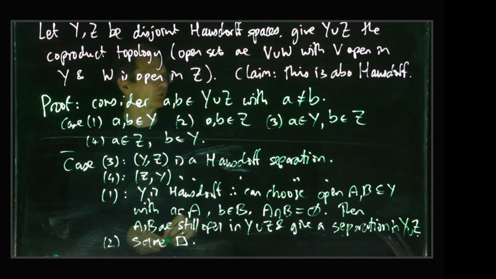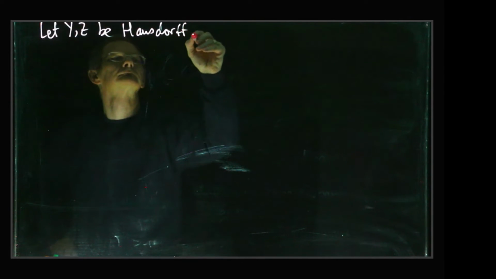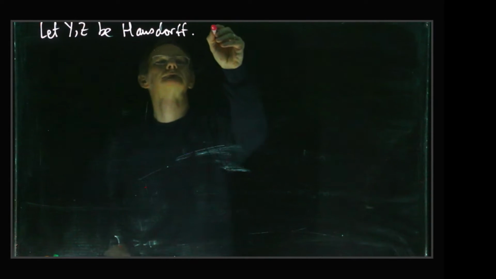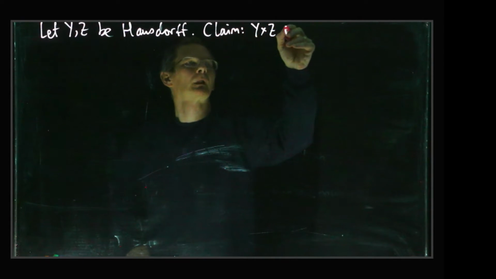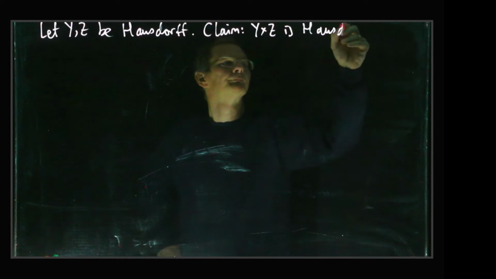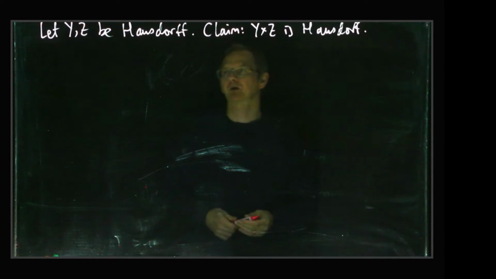So that proves that the union of two disjoint Hausdorff spaces with the coproduct topology is also Hausdorff. Now we've dealt with the subspace topology and the coproduct topology, but let's consider the product topology. Again, let Y and Z be Hausdorff. Then we want to claim that Y cross Z is also Hausdorff. Here we're using the product topology on Y cross Z as usual.